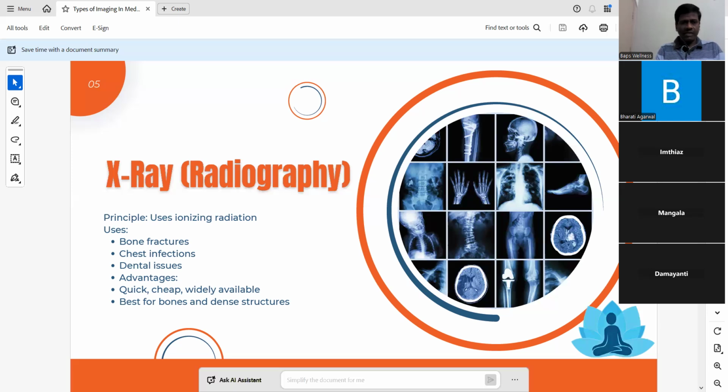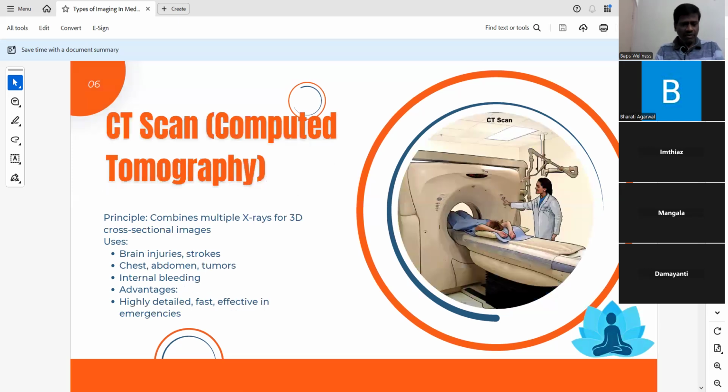And next one is CT, commonly known as computer tomography, CT or CAT scan. So here also X-rays are used, but in a rotating way to create cross-sectional images, that is slices. Here the computer processes the data into 3D images.